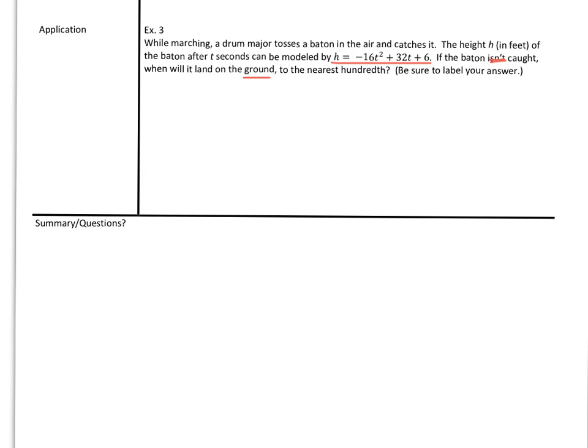So thinking about what's happening for the path of the baton, if we think about time as our input and height as our output, the baton starts at 6 feet high and it's going to be tossed up in the air. If nobody catches it, it's going to land on the ground, and that would be an x-intercept.